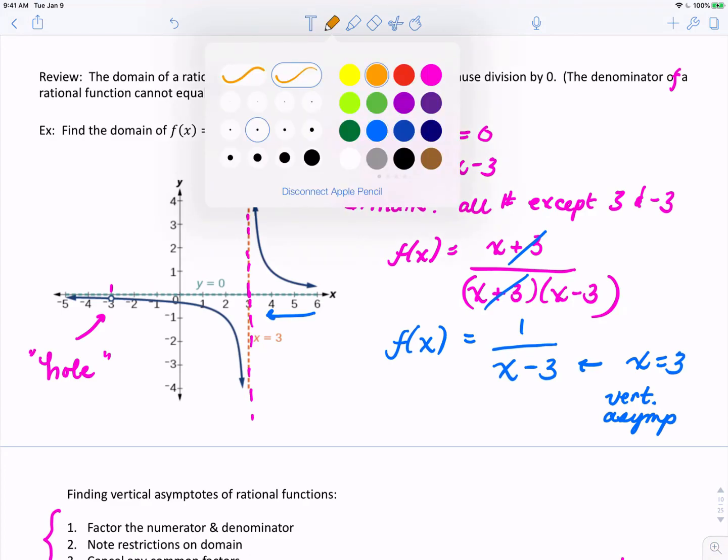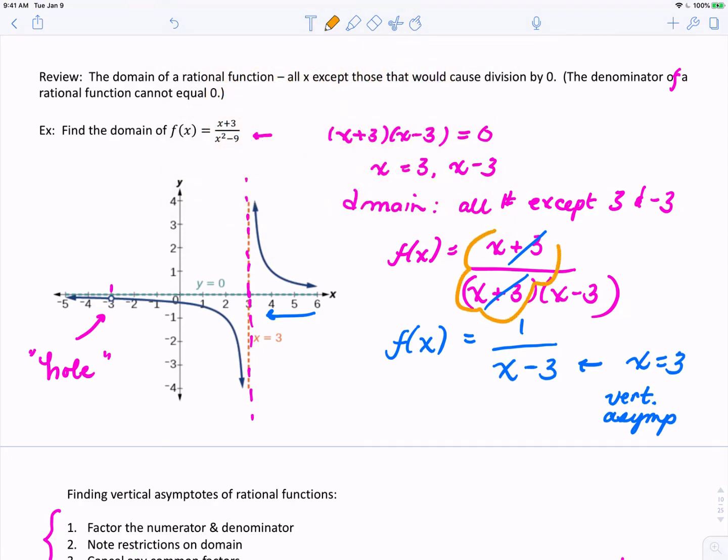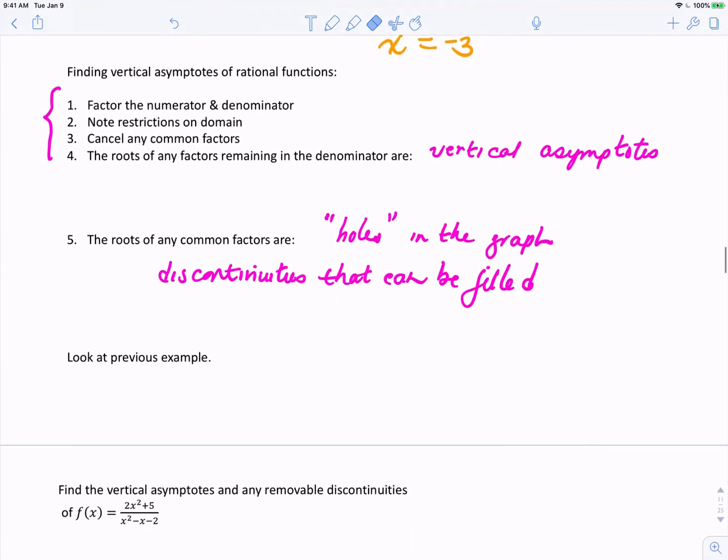Now, this common factor that we canceled earlier, x plus 3, was a common factor. So if we look at the root of that common factor, x is equal to negative 3, what do we see? We saw a hole. And that hole is what's called a fillable discontinuity. Fillable because if we came through with a pencil and colored it in, we would fill in that discontinuity. All right, so let's look at some examples of graphs that we haven't seen before.